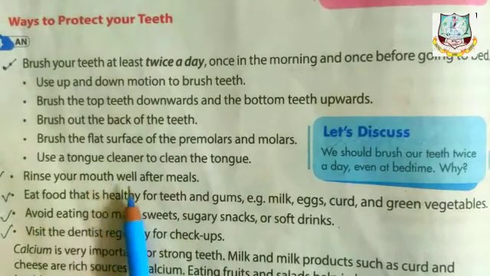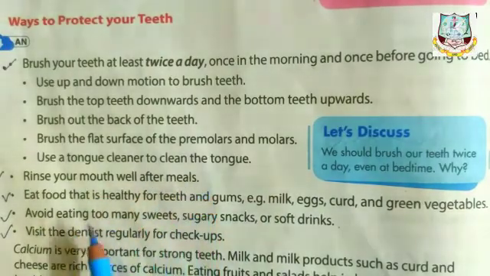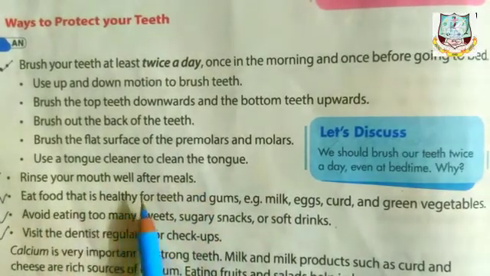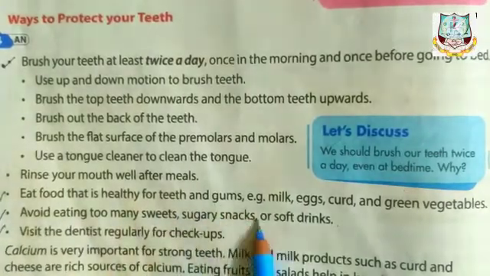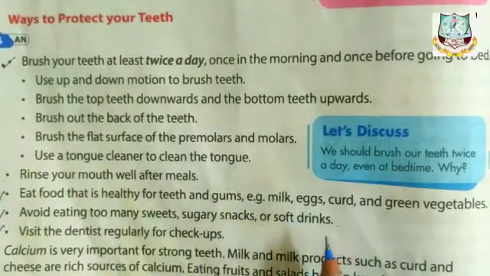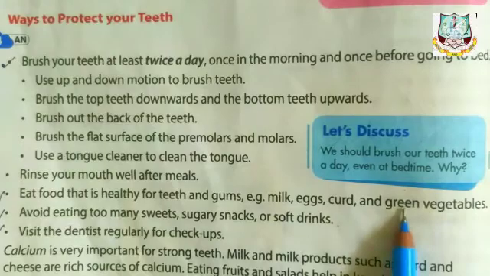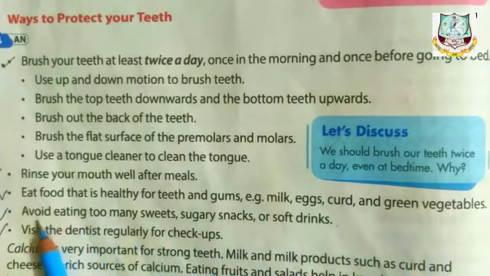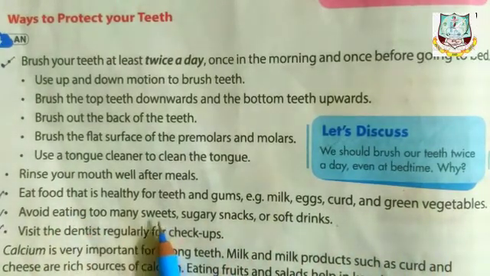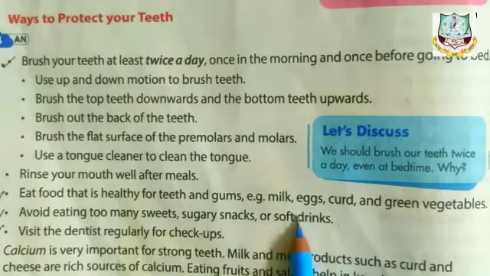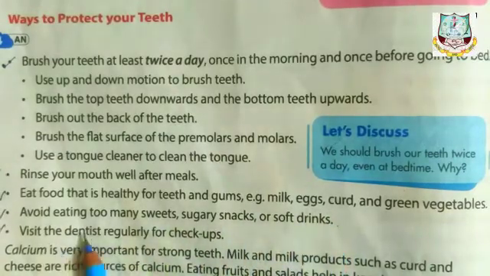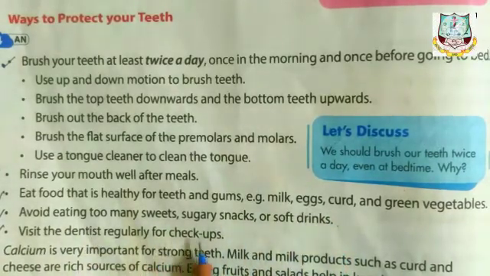Rinse your mouth well after meals. Eat food that is healthy for teeth and gums. Example, milk, eggs, curd and green vegetables. Avoid eating too many sweets, sugary snacks or soft drinks. Visit the dentist regularly for checkups.